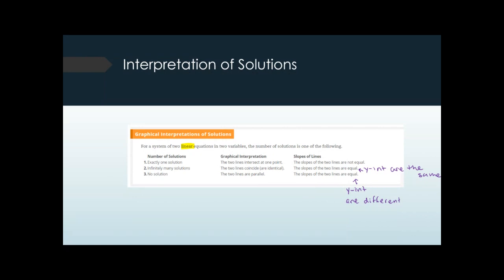And that can save you a lot of work graphing or solving, because if you have the equations in slope-intercept form, you can look at it and determine how many solutions you have. And then if you determine, okay, they have different slopes, then you go and do the solving process. If not, then you can determine without even doing any solving how many solutions you have.